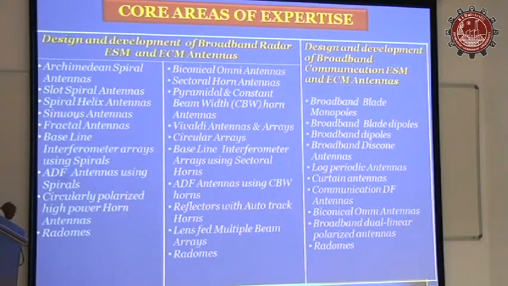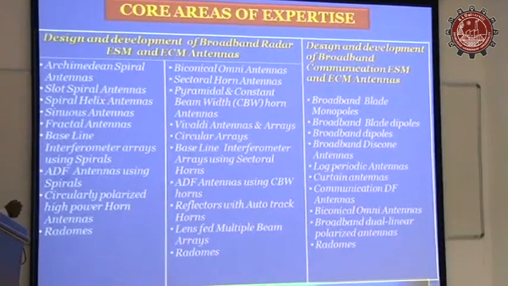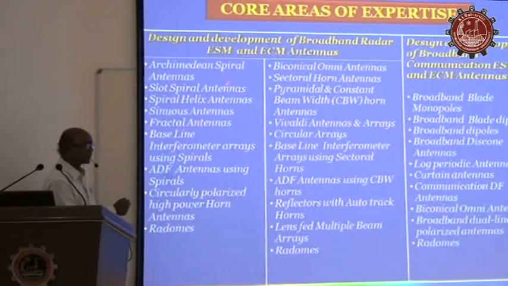Then the sinuous antenna. This has the property that it can generate dual circular polarization. Whereas this Archimedean spiral, this slot spiral, gives only circular polarization, but by using sinuous antennas, we can generate dual circular polarization.